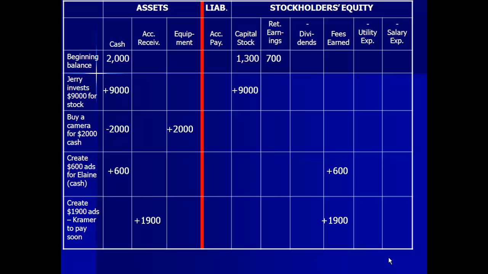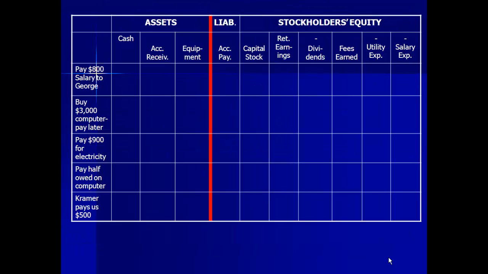What else do I have more of? Fees earned. I did more work. Anytime I perform a service, I have more fees earned. Whether or not I get paid right away doesn't matter. When I do the work, I earn the revenue. We're happiest if we get paid right away. But in terms of recording revenue, when we do the work, we record the revenue. Has everything balanced so far?